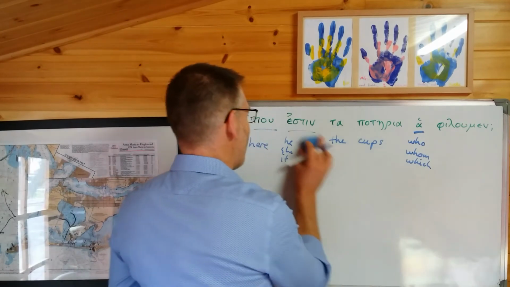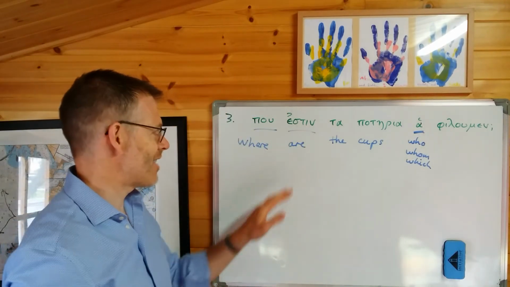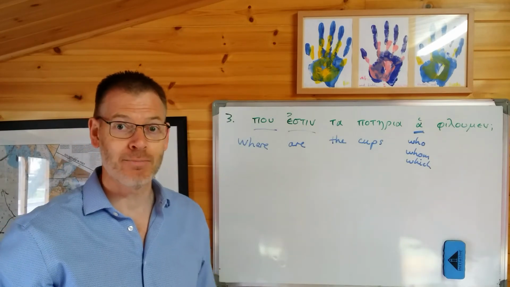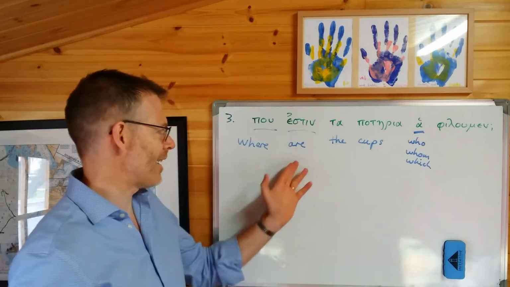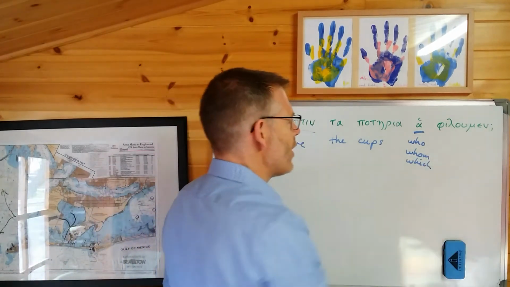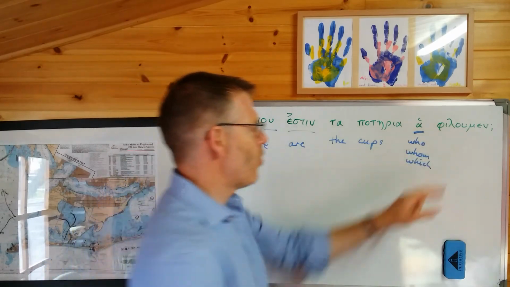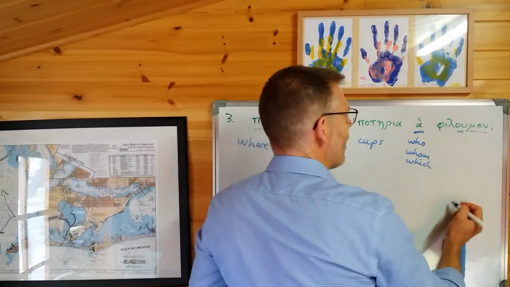Where are the cups, then? Because that's how we must render this in English, because in English, plural nouns do not take a singular verb, they take a plural verb. Where are the cups? Who, whom, or which? Now, philoumen comes from phileō: phileō, phileis, philei, philoumen, we love.